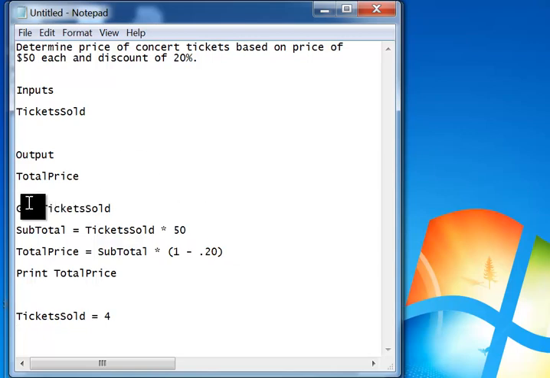So if I walk through my algorithm, which starts right here, I get my tickets sold. There it is right there, 4. 4 times 50 equals $200. 200 times 1 minus 0.20. Remember, everything in parentheses is done first. So 1 minus 0.20 is 0.80. So 0.80 times 200 is $160. So I'm going to be printing $160. And in this case, my algorithm works.